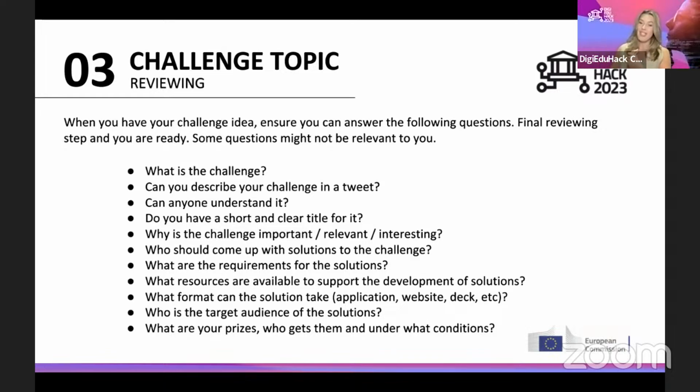What are the resources, which we will go through again a bit further later? What kind of format does the solution need to be? Are you looking for applications, prototypes, just concepts, whatever that is? Who are the solutions made for? And do we have any prizes?